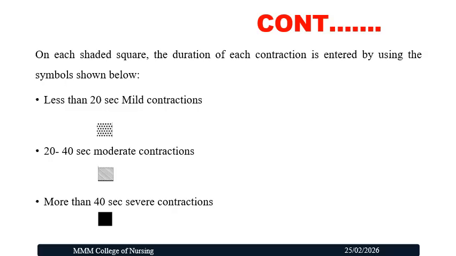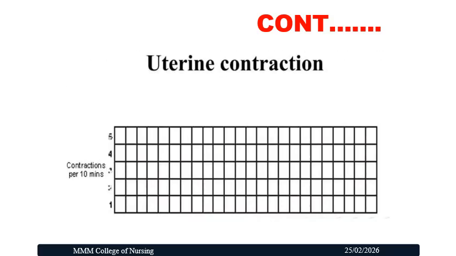If the seconds go beyond 20, that is 21 to 40, it is considered a moderate contraction, and 41 to 60 is considered a severe contraction. It has to be represented like the image which I have shown here. The dot is a mild contraction, the diagonal line is a moderate contraction, and dark shading you will call a severe contraction. So this is the image in the partograph. You can see 5 squares in each line.